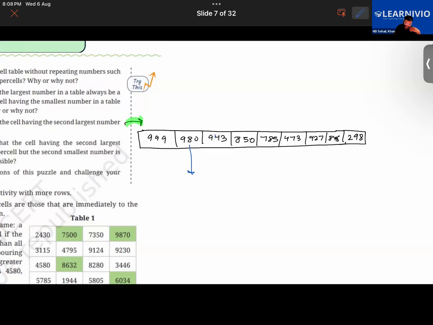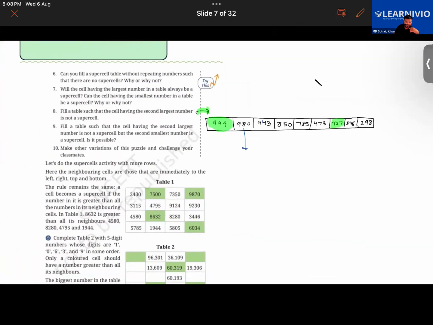Good. So which are the supercells now? 999. Good. After this, what about 927? Yes, I was about to say that. Good. So have we fulfilled the requirement of the question? The question was saying to fill a table such that the cell having the second largest number is not a supercell. The second largest number is 980, but even being the second largest number, it's not a supercell. So yes, it is possible.